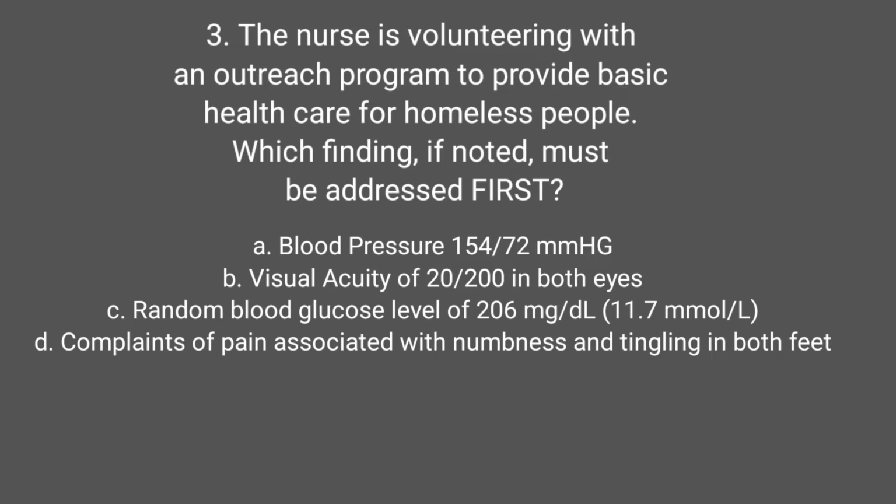Third question. The nurse is volunteering with an outreach program to provide basic health care for homeless people. Which finding, if noted, must be addressed first? A. Blood pressure of 154 over 72 inches of mercury. B. Visual acuity of 220 over 200 in both eyes. C. Random blood glucose level of 206 milligram per deciliter. Or D. Complaints of pain associated with numbness and tingling in both feet. Correct answer is D. Complaints of pain associated with numbness and tingling in both feet.